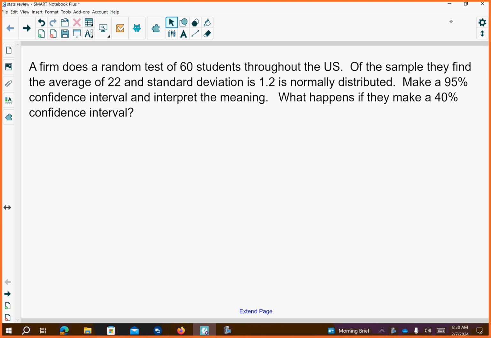So far, a firm does a random test of 60 students throughout the United States. From the sample, they find an average of 22 and a standard deviation of 1.2, normally distributed. Make a 95% confidence interval and interpret the meaning. What happens if they make a 40% confidence interval? Is this a normal distribution or a t-distribution, and why?